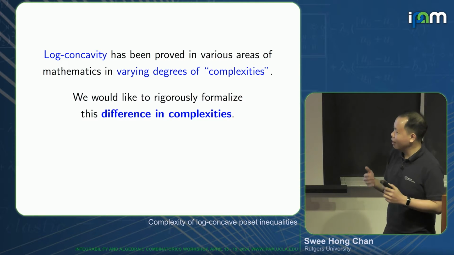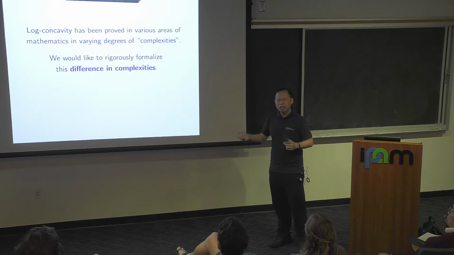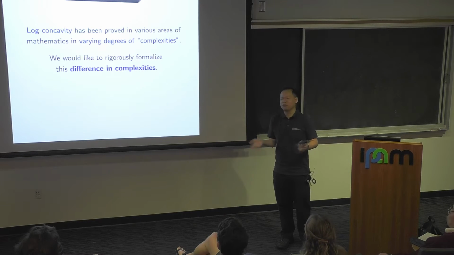Okay? Let me try to be contrarian. Hey, Swee Hong, maybe the third inequality is actually trivial. After all, everything in combinatorics is trivial, right?